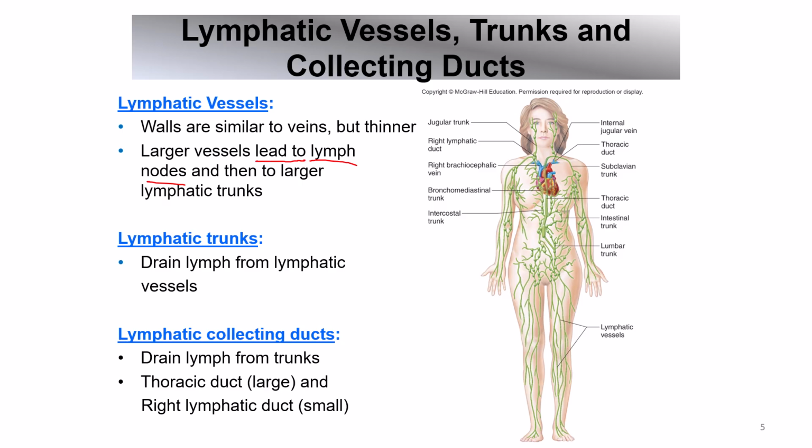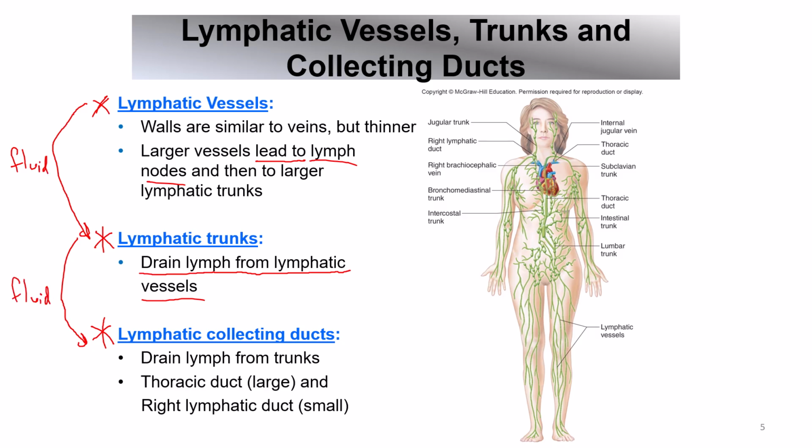After the lymphatic vessels and the lymph nodes, there are the larger lymphatic vessels, but then the fluid is going to go into the lymphatic trunks. And so here we can underline these drain the lymph, meaning the lymph is entering the lymphatic trunks from the lymphatic vessels. After the lymphatic trunks, next is the lymphatic collecting ducts. And so here, lymph vessels to the lymphatic trunks and to the collecting ducts. So that's how the fluid is going in this order.